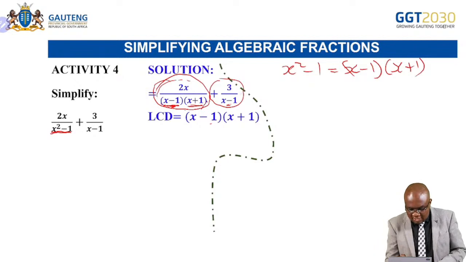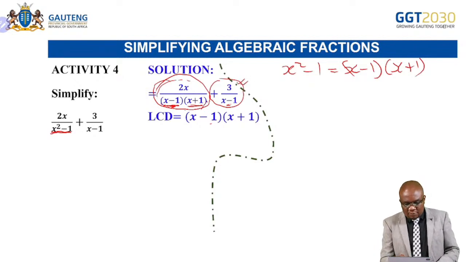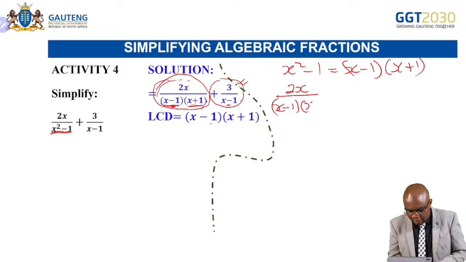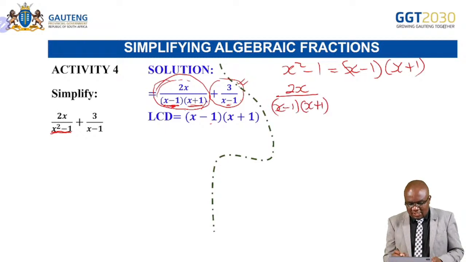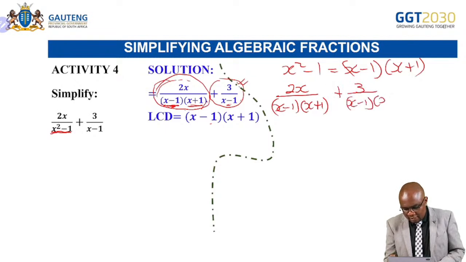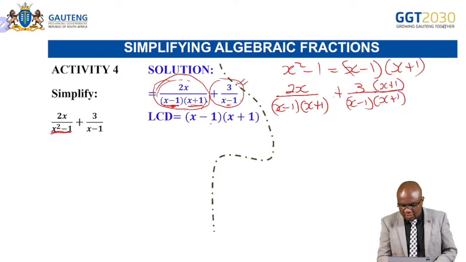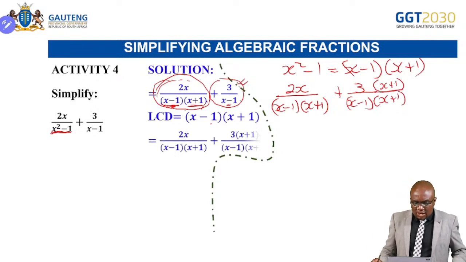plus 1. But if you check this one here, we have to multiply this by x plus 1 and multiply this 3 by x plus 1. So we have 2x over x minus 1, x plus 1, like that. This one, the LCD is there, plus 3 times x minus 1, and then multiply this by x plus 1. Do you see that? So that the denominators are the same. And then now we can simplify our things.